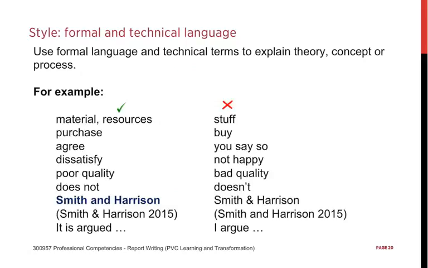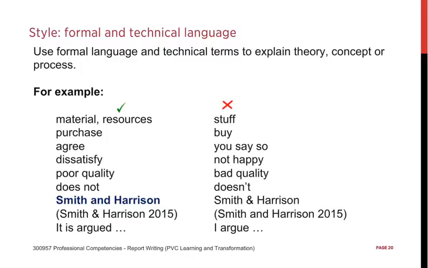When writing your report, you'll have to be aware of your writing style. You'll want to use formal and technical language. Use this formal language and these technical terms to explain your theory, concept, or process. The following are some examples of the words you want to use and the words you want to avoid. For example, material and resources are the words you want to use. You want to avoid stuff.